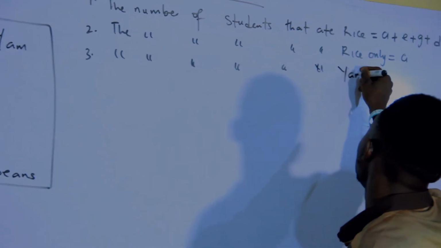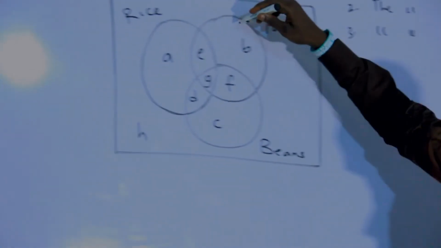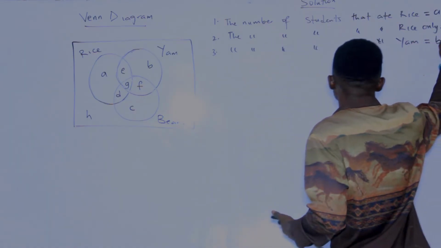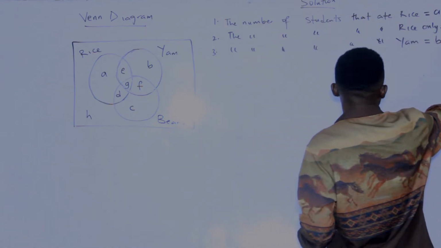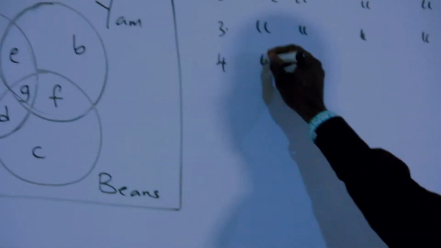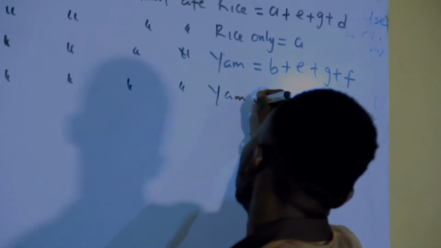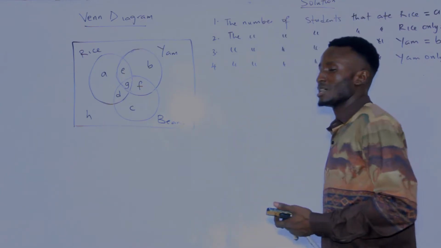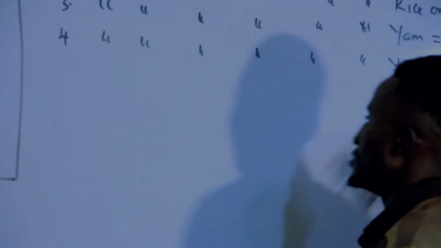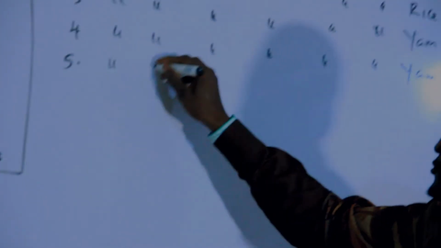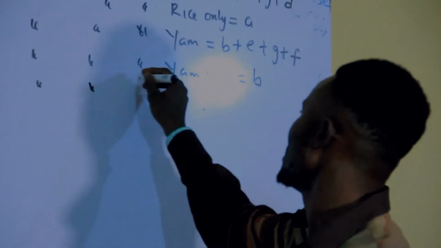Now if you check the circle of the yam, and this is the circle of the yam. And that is B plus E plus G plus F. And they can ask you, now what is the number of students that ate yam only? Now if you check yam only, the only set of people that ate yam only is what? B.